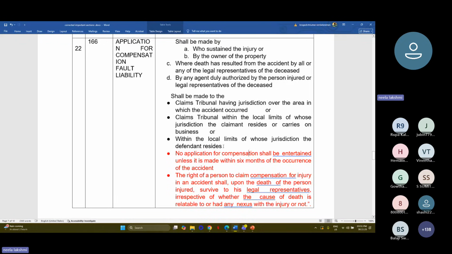Defendants means the insurance company, mainly where the insurance company is situated. On these three jurisdictions the claim petition can be filed: where the accident happens, where the claimant resides, or where the defendants reside. Who can make the application? Who sustained injury, or the owner of the property who sustained damages to his property, or any authorized person or legal representatives of the deceased person. These two we have seen.